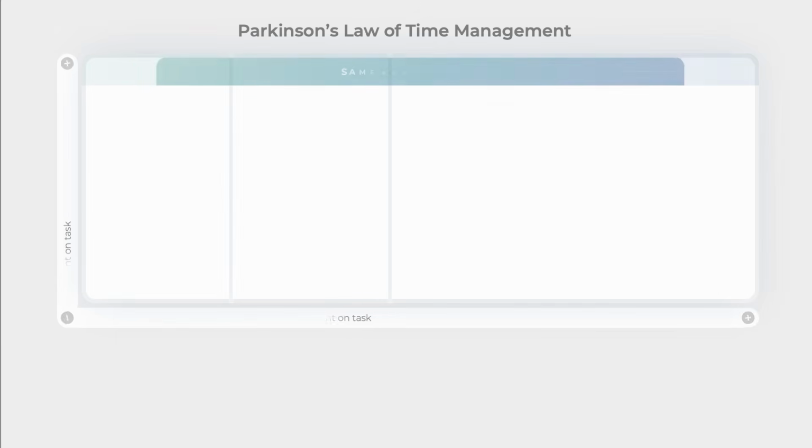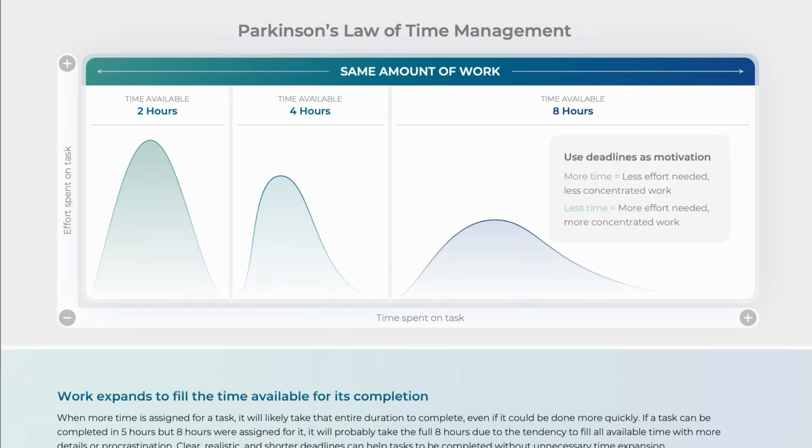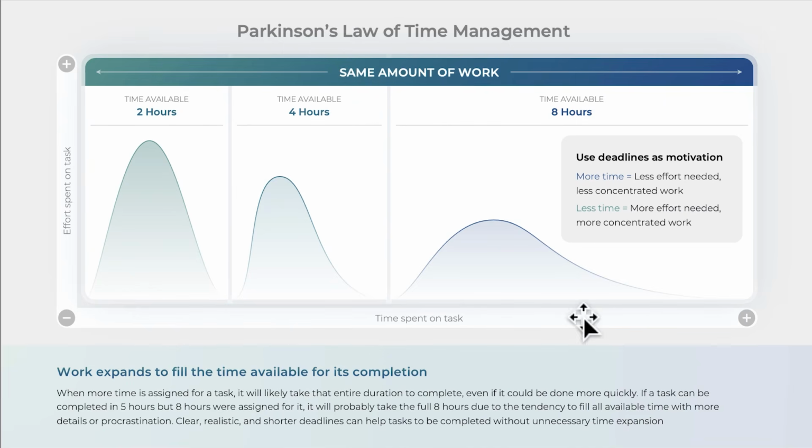This illustration of Parkinson's law is used to show that work expands to fill the time available for its completion. The chart compares different effort levels across different time frames, and as you can see, the tighter the time frame, the higher and more concentrated the effort. You can use this chart to highlight how tighter deadlines encourage focus and efficiency.